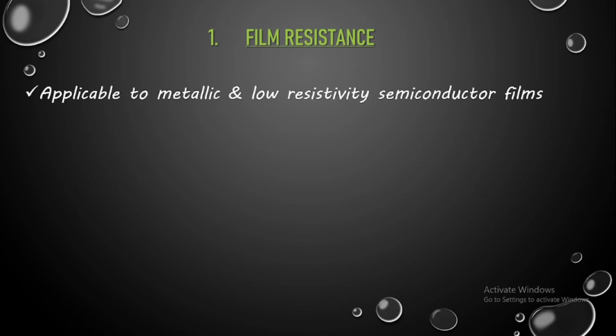So first let us study the film resistance. This electrical method is applicable to metallic and low resistivity semiconductor films, and rests on the fact that the resistance is related to the film thickness and also the mean free path of the charge carriers. So if we understand the resistance of the corresponding thin film, by calculating using different formulas we can find out the thickness of the film which we have deposited. This is applicable for metallic and low resistivity semiconductor films because their resistance is in a range and is not very high.